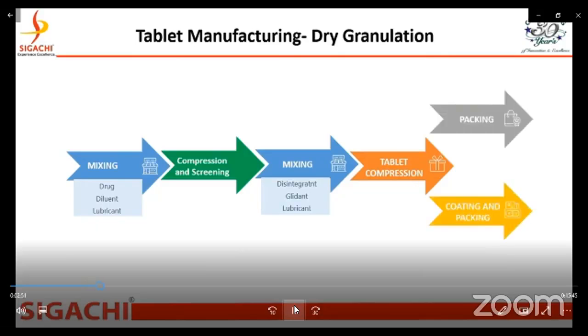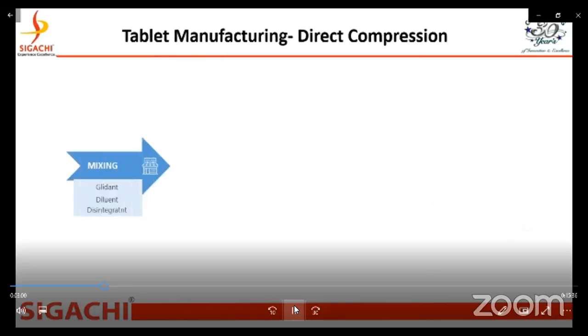Dry granulation method eliminates a number of steps but still includes weighing, mixing, slugging, dry screening, lubrication, and compression of granules into tablets. Direct compression.